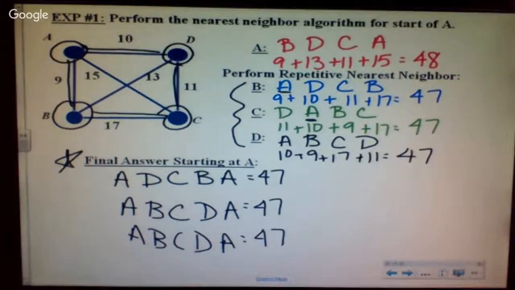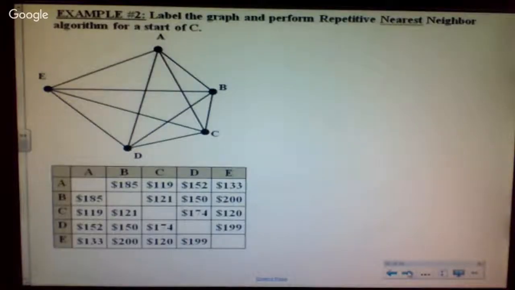And then you'd be missing out on circuits. Questions? What do you think is difficult about repetitive nearest neighbor? Writing it up. It's going to be a pain. The more vertices you have, the more ways you have to do it. Yeah. Okay.